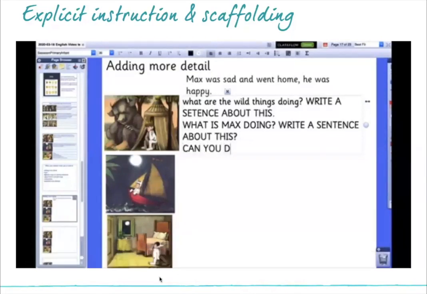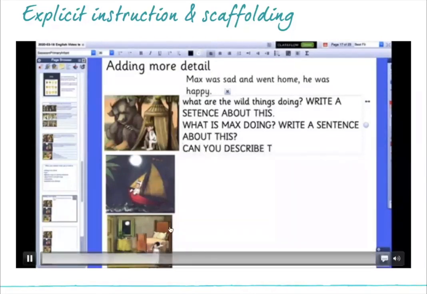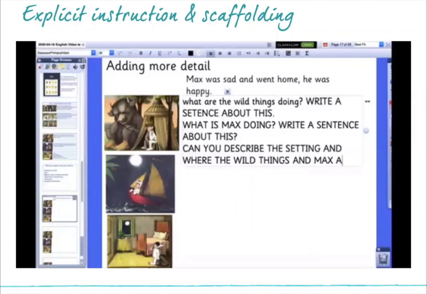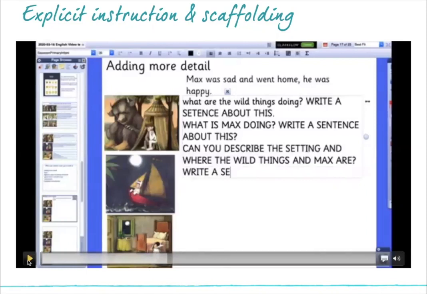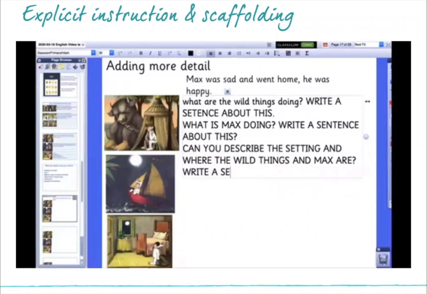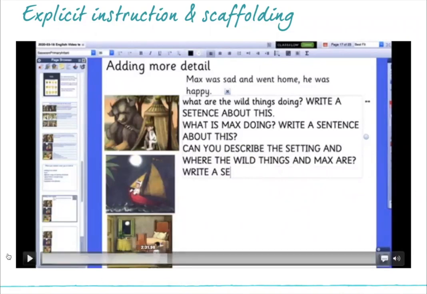Can you describe the setting and where the wild things and Max are? Write a sentence about this. It's very draconic, but it's really got some results. And if you know me as a teacher, the way I am saying write a sentence about this, the children found it rather amusing, but they went away and did it.